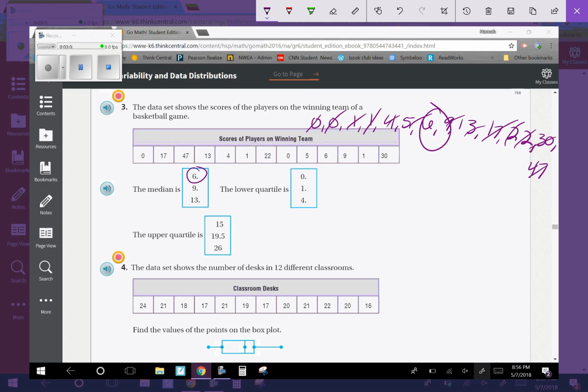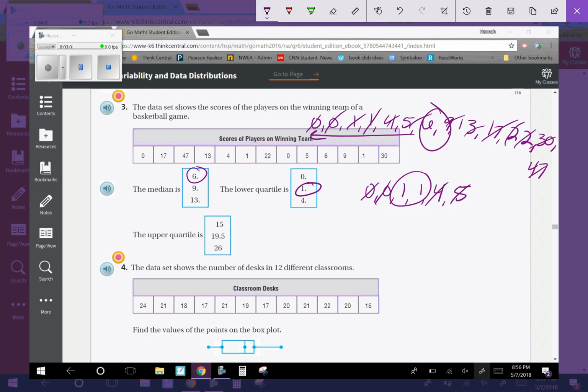Then to find the lower quartile, I take all the numbers that are to the left of 6 and rewrite them. And now I need to find the median again in order to find that lower quartile, which is both 1s. So 1 plus 1 is 2, divided by 2 is still going to be 1. So my median is 6, and my lower quartile is 1.